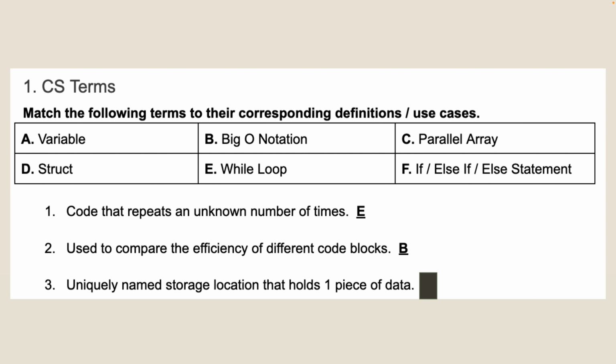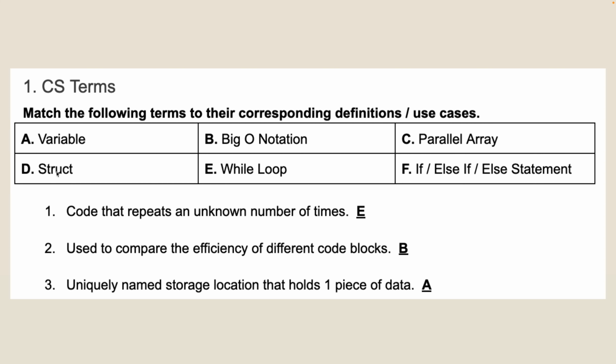Cool. And then the last one, we've seen a bunch. Uniquely named storage location that holds one piece of data: variable. All right, the others that we didn't get to here, parallel array. When are those generally used? What kinds of problems? Yeah. Essentially, we have multiple different arrays, but at each index, there's a relationship between them.